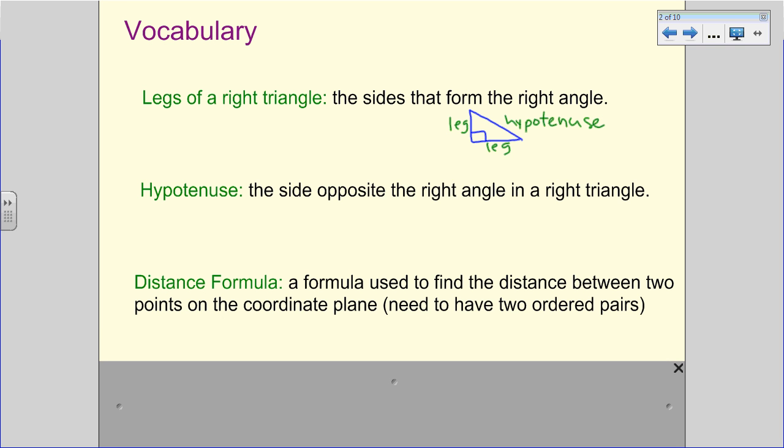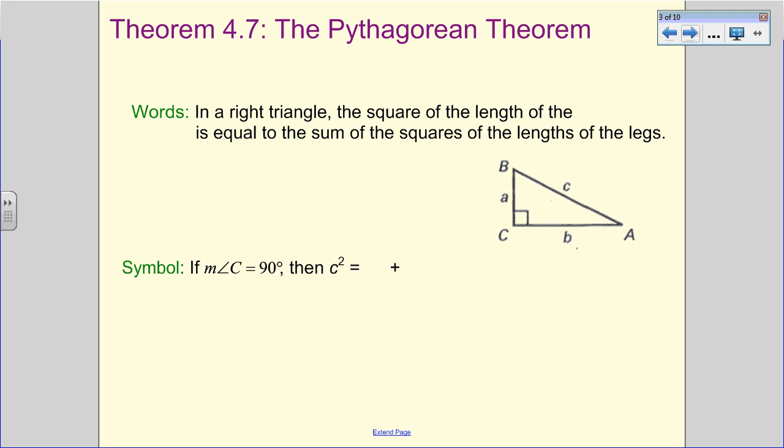And then the distance formula is the formula that we use to find the distance between 2 points on the coordinate plane. And we can put anything on a coordinate plane, ladies and gentlemen. A map can be an example of a coordinate plane. But what that means is that you need to have two ordered pairs. So we have to have 2 x's and 2 y's to use the distance formula. All right, so let's take a look.